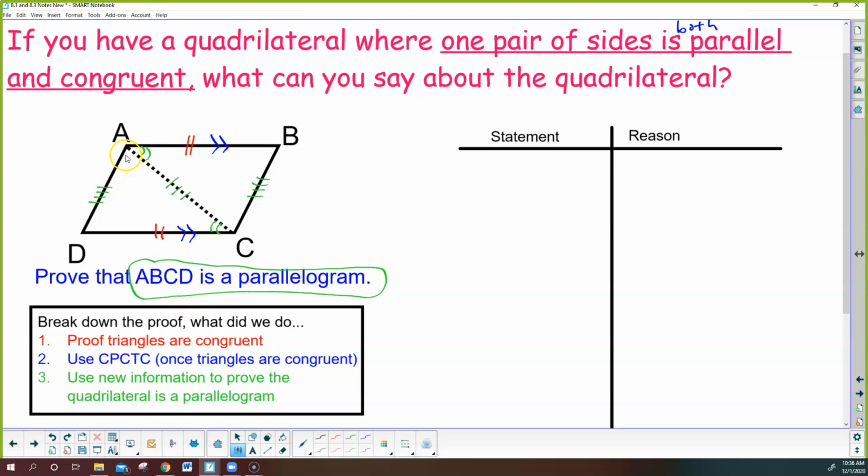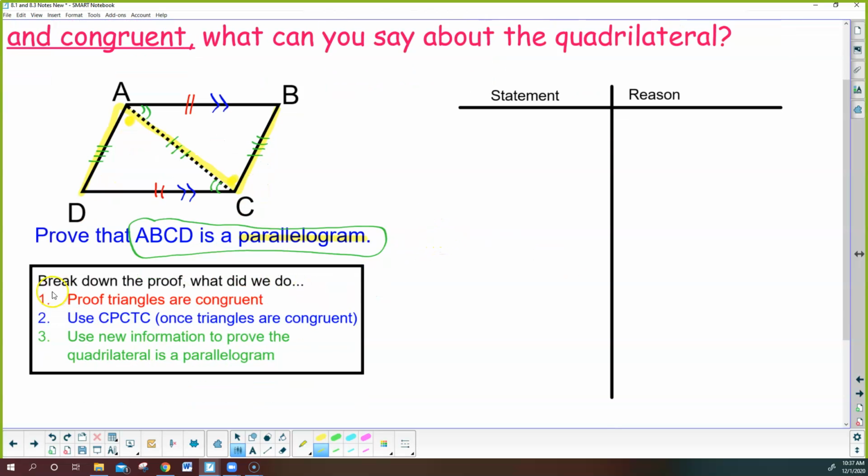Or we could prove that this angle right here, and by the way, there are many ways to do these proofs. I want you to be aware of that. But I could prove that this angle and this angle are congruent by CPCTC, and then that would give me alternate interior angles, which would prove that this side is parallel to this side. And then I would have enough to show that opposite sides are parallel, so I could use the definition of the parallelogram as well.